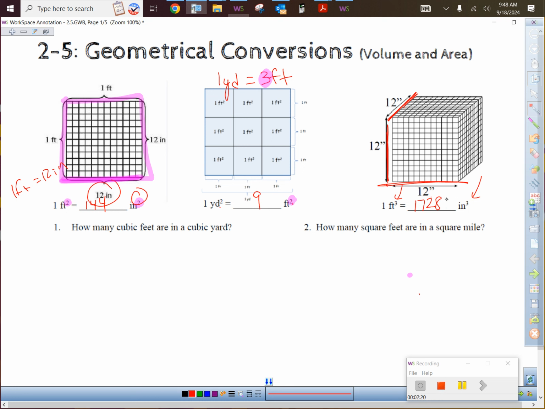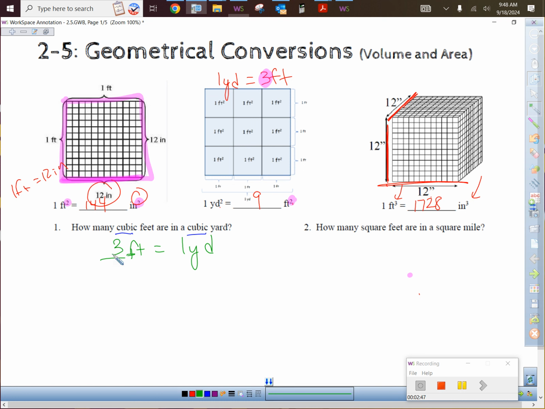So those were just a little warm-ups. Now let's get into the problems that you'll kind of see on homework. How many cubic feet are in a cubic yard? I don't care about that right now. I just want to write down how many feet are in a yard. Blank feet equal 1 yard. Do we know the answer to that, or do we have to look it up? Do you want me to provide it for you? How many feet are in a yard?